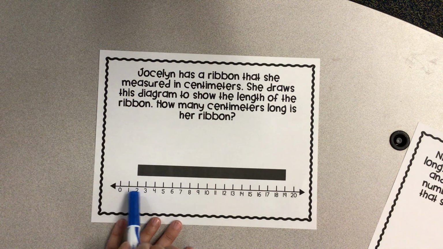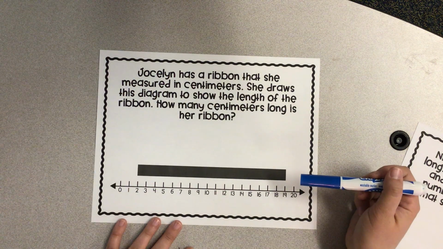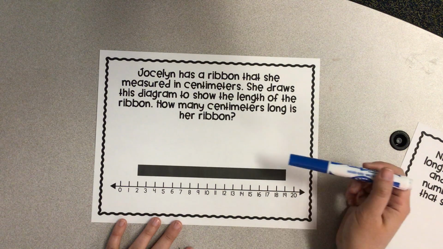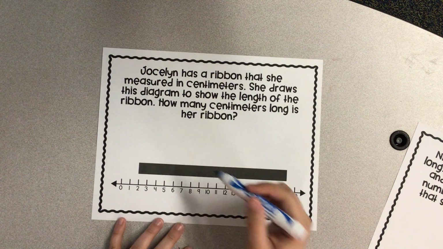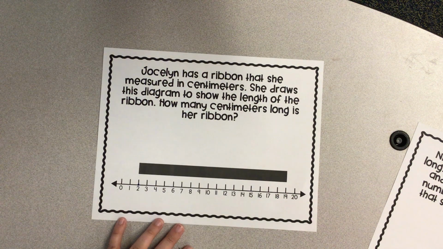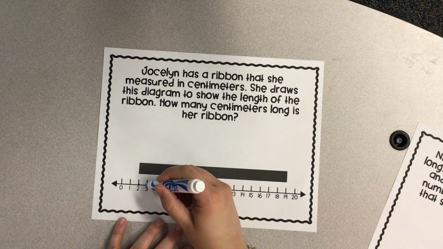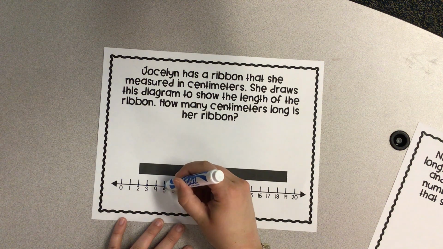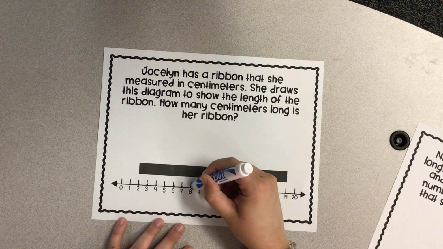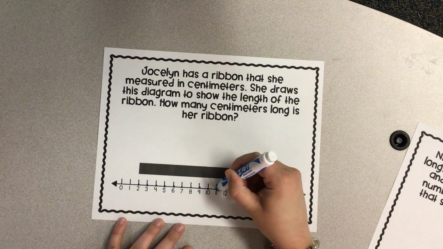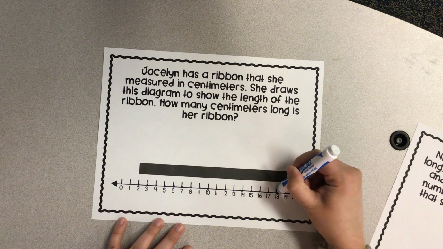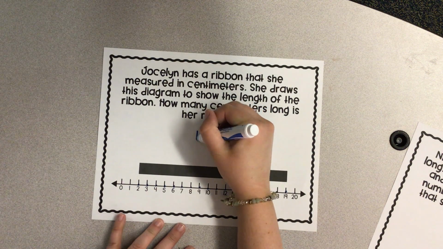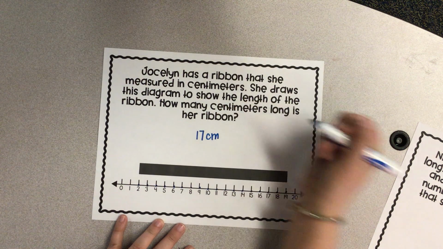So we can't count these 2 centimeters here in her measurement. So we've got to find out how many centimeters it is. So I'm going to start where she started, and I'm going to hop and count until I end here. Ready? 1, 2, 3, 4, 5, 6, 7, 8, 9, 10, 11, 12, 13, 14, 15, 16, 17. Her ribbon is 17 centimeters.